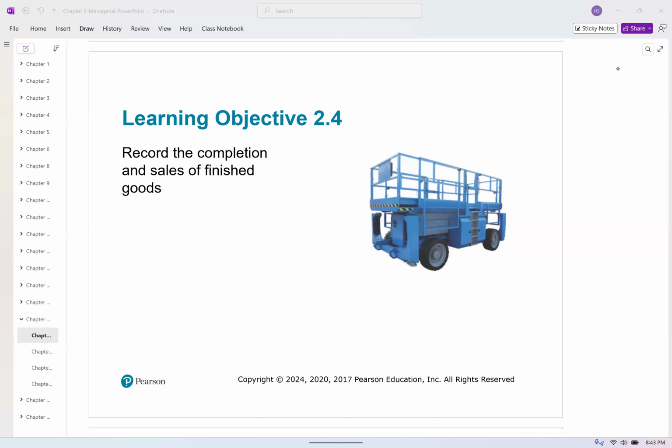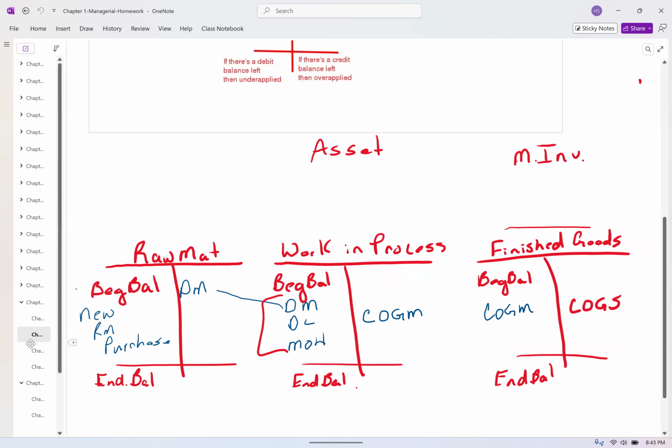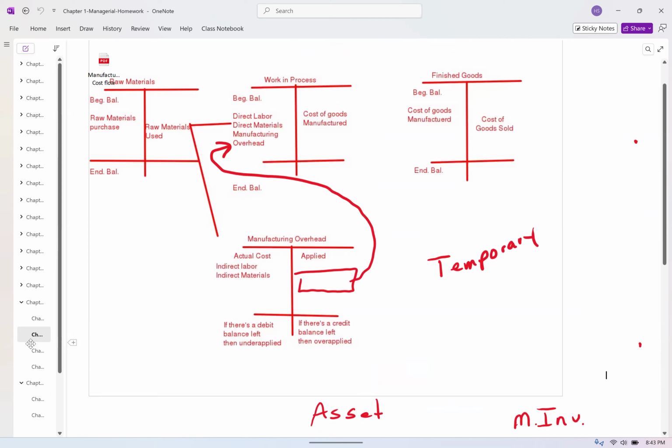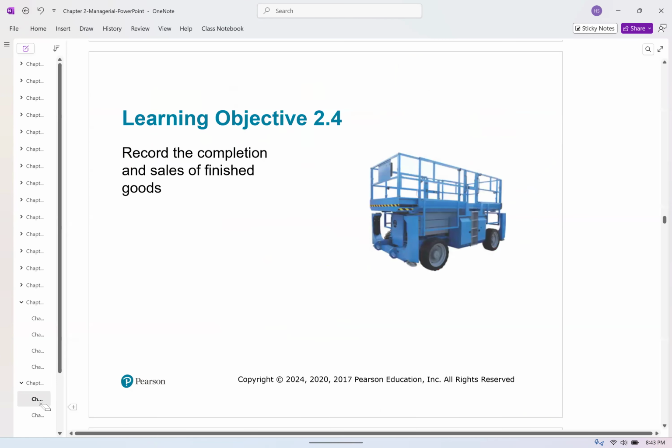Right, so we are on learning objective 2.4. We're going to do 2.4, 5, and 6 in this video and finish up this chapter. All right, so the first objective we are looking at is to record the completion and the sales of the finished goods. Okay, so I know I kept coming back up here and kind of referencing this handout. We're going to be looking more over here in the finished goods area. So let's jump back over here.